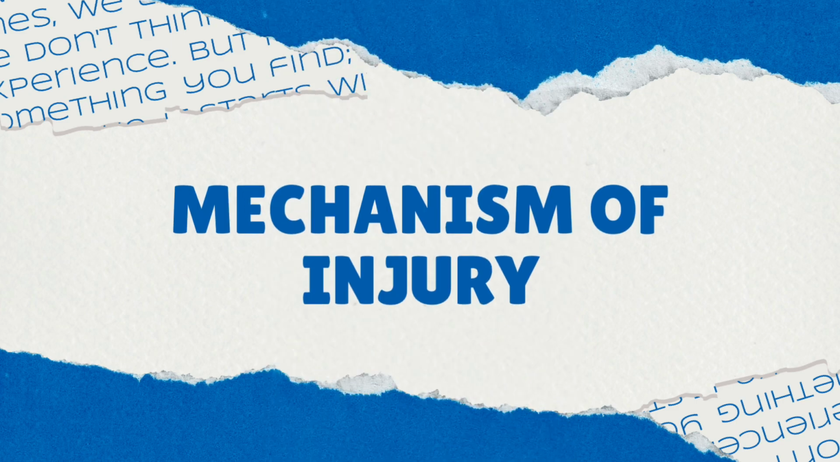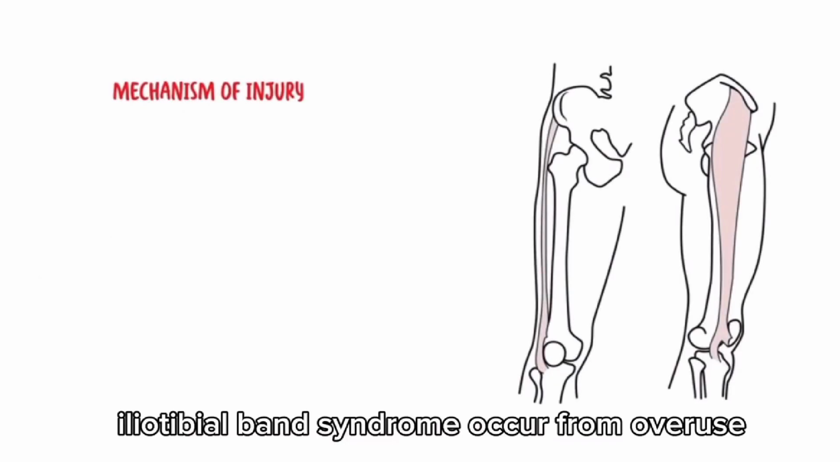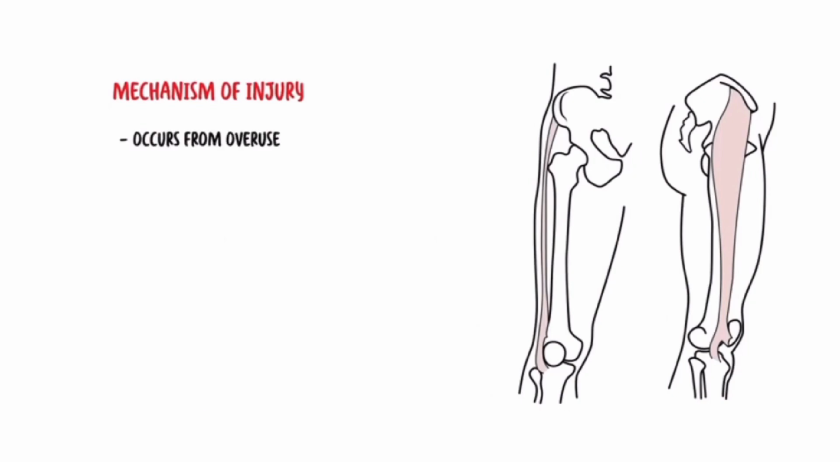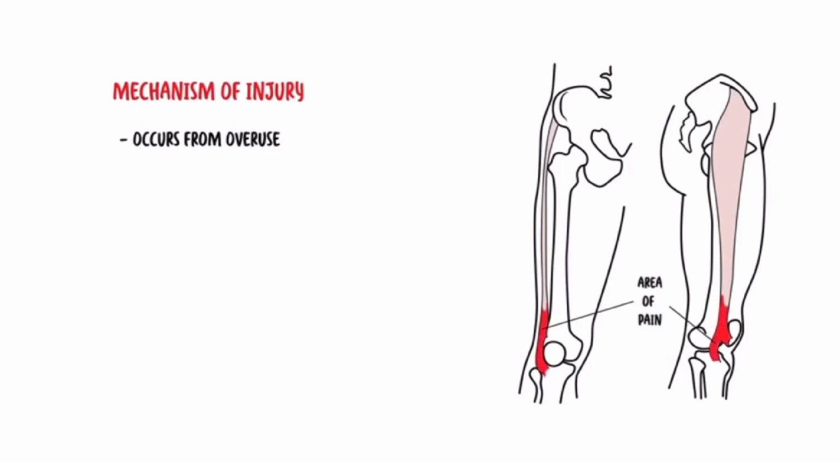Mechanism of injury. Iliotibial band syndrome occurs from overuse, not acute trauma. The exact mechanism, however, of the pain is unclear.